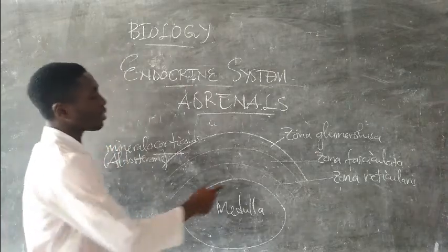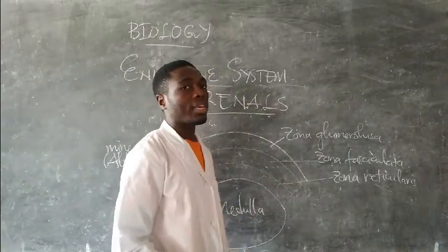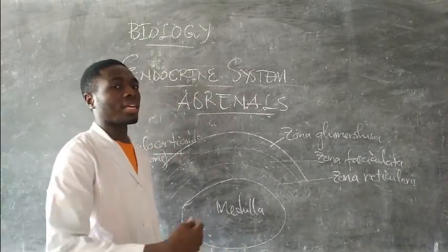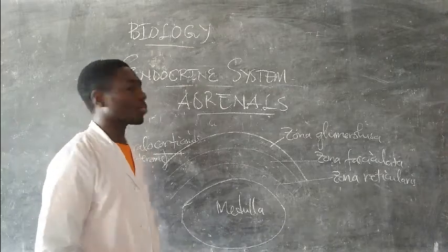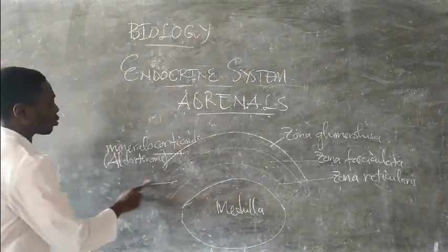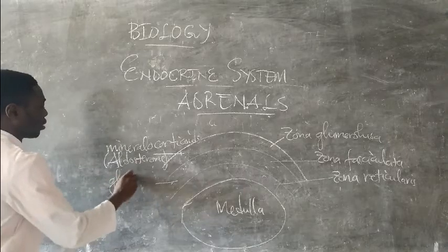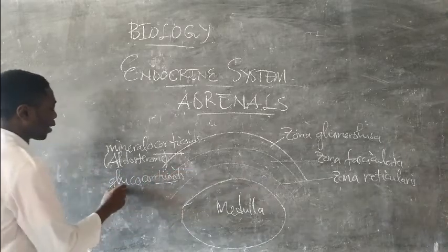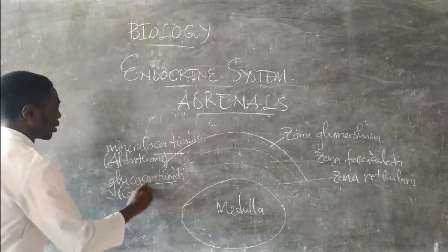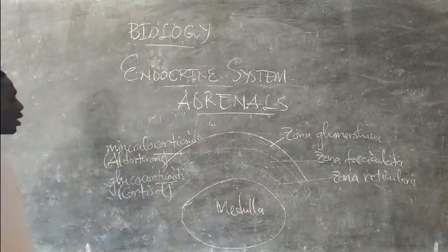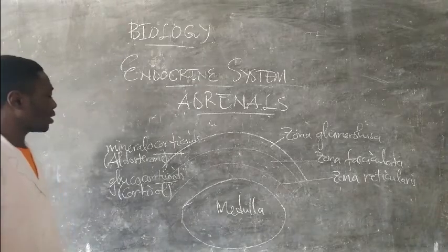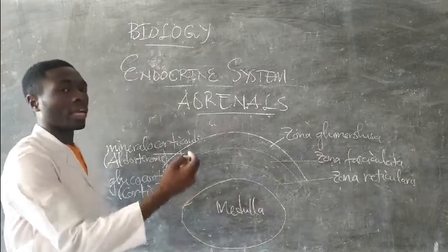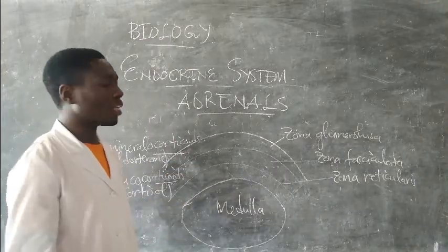Now the second layer, which is the zona fasciculata, is involved in glucose metabolism. So the hormones which it secretes are actually involved in sugar metabolism. We call them glucocorticoids. Glucocorticoids are involved in sugar metabolism, and an example of these hormones is cortisol. We call them glucocorticoids because they take care of sugars, especially glucose.